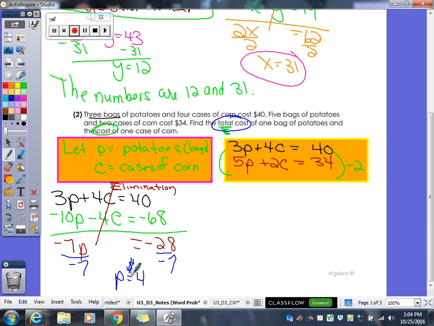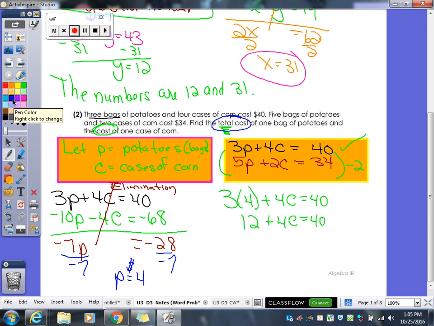If you write 4 bags of potatoes, they will mark it wrong. They're looking for the cost of 1 bag. So now that I have that my potatoes cost $4, I go back up here. I'm going to pick this top equation. I put a check mark here. And you got to plug that P equals 4 in for the letter P here. So 3 times 4 plus 4C equals 40. 12 plus 4C equals 40.